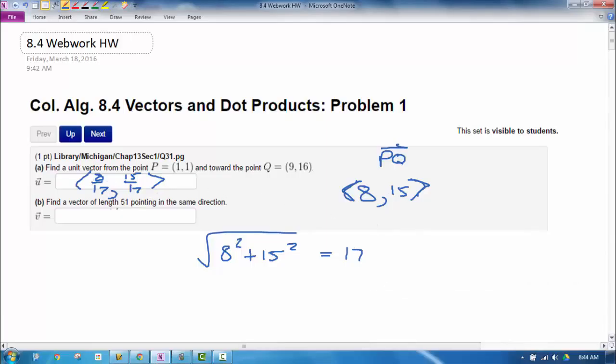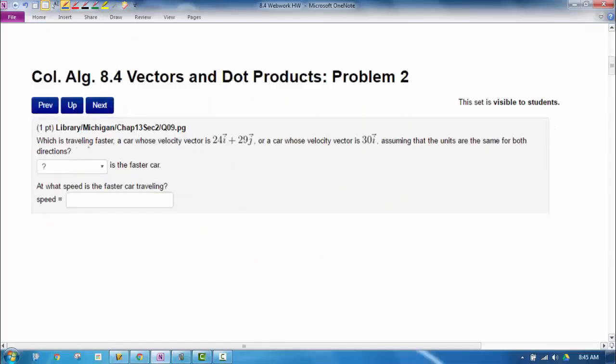What's nice about when you have your unit vector is then if you want to find a vector of length 51 pointing in the same direction, you just multiply by 51. And you can distribute that if you want. In fact, Webwork might make you distribute that. So you might have to multiply 51 by the numerator of both of these numbers. But all you have to do is multiply by that scalar 51. And now you go from a vector that has length 1, which is this one, to a vector that has length 51.